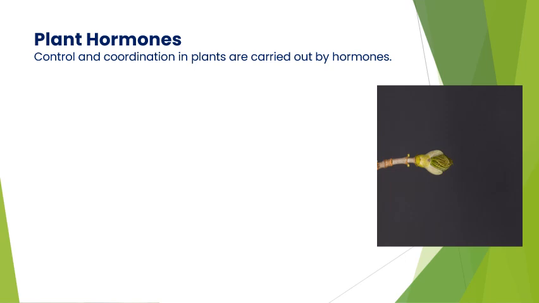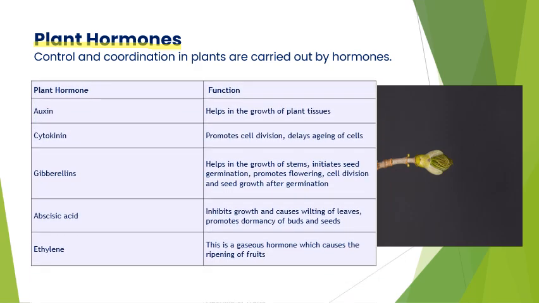These are called plant hormones, or phytohormones. These hormones are chemical messengers. Control and coordination in plants are carried out by hormones. Got it? So now let us understand about phytohormones.